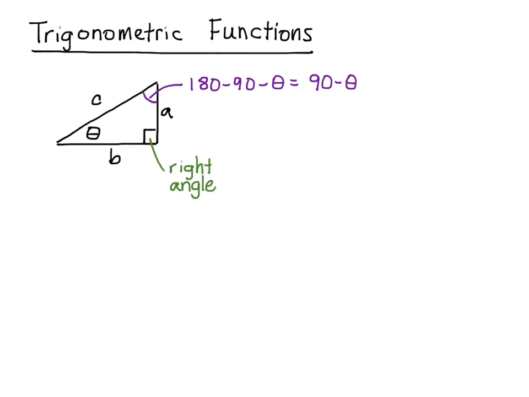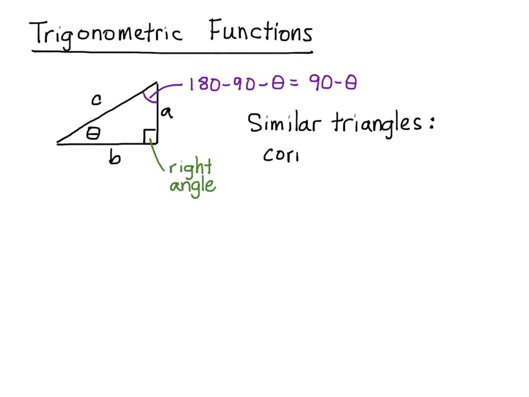And we know that every triangle has 180 degrees sum of all the angles. And so if we have theta and 90 degrees, we know that that angle up on top of the triangle is going to be 180 minus 90 minus theta, which is 90 minus theta. So by knowing this one angle, I know what that opposite angle is, with a right triangle.